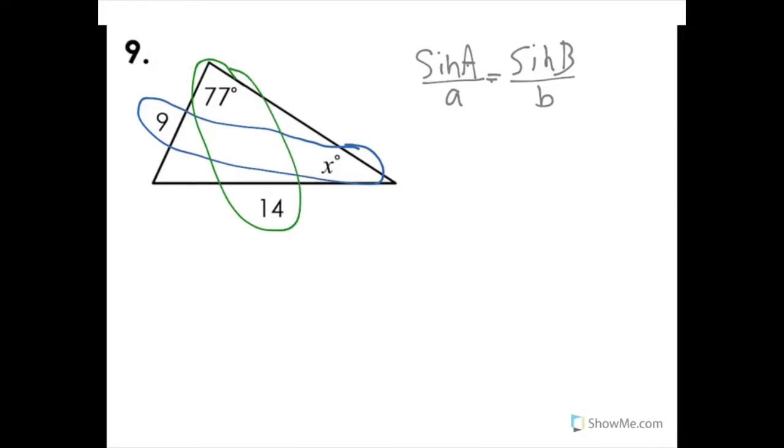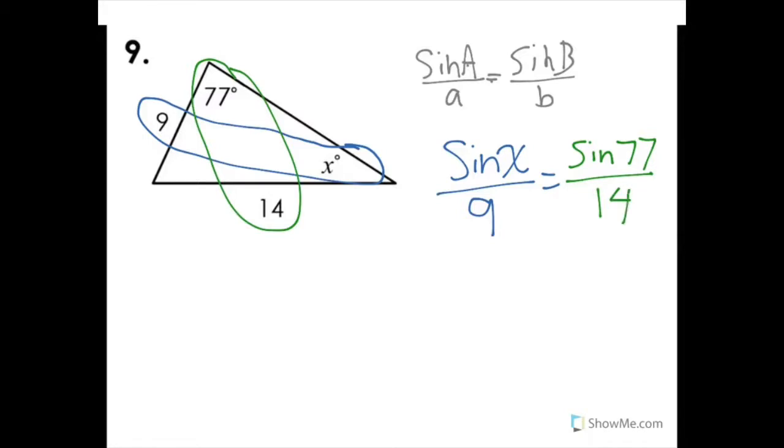So let's set up what our formula would look like. So remember, the angle always goes with sine. So it would be the sine of this time x over the side that it's across from is 9 is equal to the sine of 77 over the side that it's across from is 14. And then we can cross multiply. So when you cross multiply, it would look like 14 times the sine of x is equal to 9 times the sine of 77.